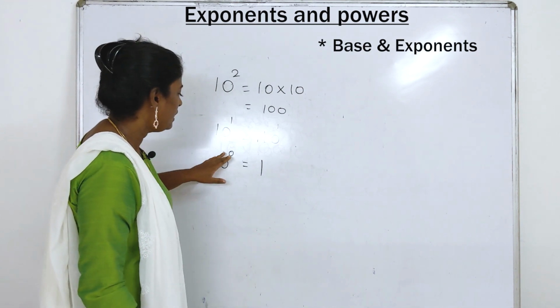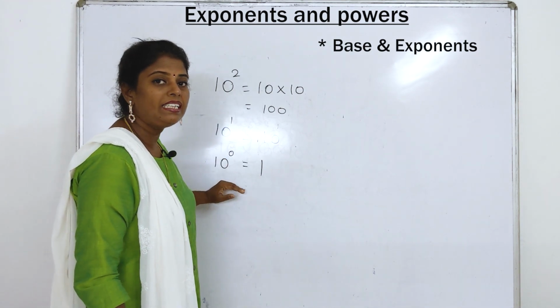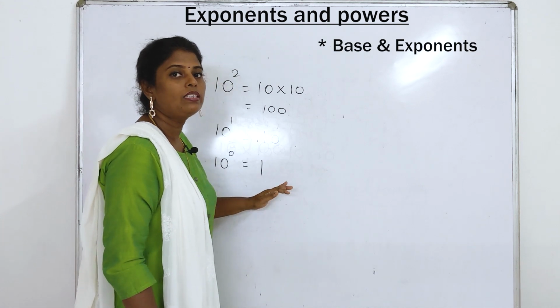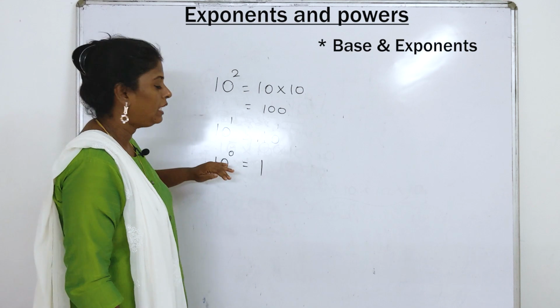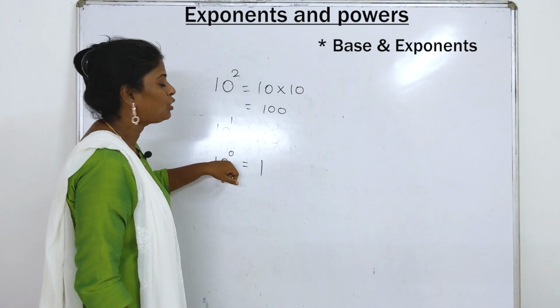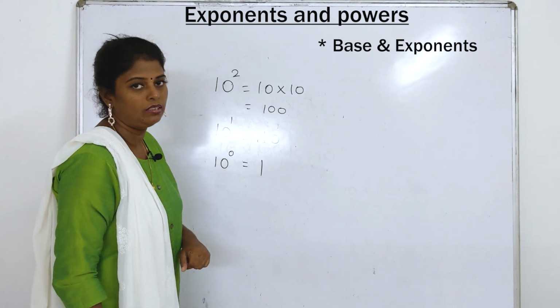Next we have 10 power 0. Anything power 0 is 1. Not only the 10, any number raised to the power 0 is 1.